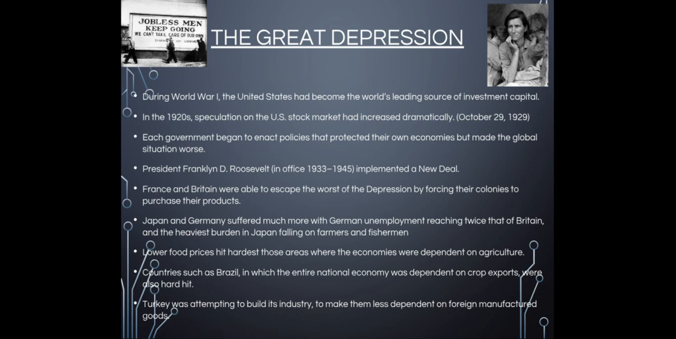India and China were not dependent on foreign trade, and as a result, there was not a lot of impact on them during the Great Depression. However, countries that depended on exports of raw materials were absolutely devastated by this. In Latin America, the Depression led to the establishment of military dictatorships that tried to solve the economic problems by imposing authoritarian control over their economies. Lower food prices hit hardest those areas where the economies were dependent on agriculture. Countries such as Brazil were hit hard. In Brazil, the entire national economy was dependent on crop exports.